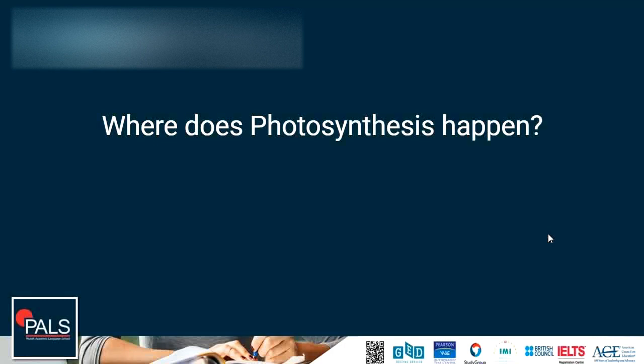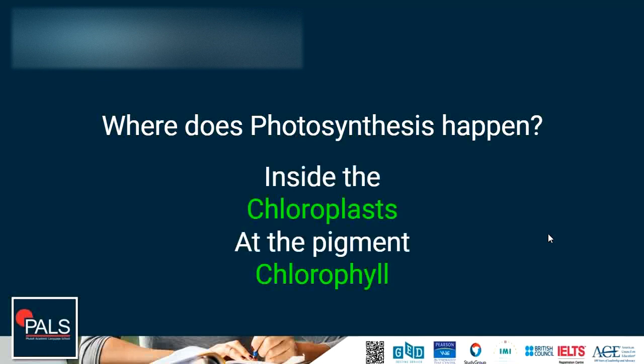So where exactly does photosynthesis happen inside the plant? Photosynthesis happens inside the chloroplasts at the pigment chlorophyll. The chloroplasts are the green cell structures inside plant cells, specifically cells of the leaf. Why are they green? Because they contain the green pigment chlorophyll. The pigment is a substance that has usually a specific color and absorbs some part of the light, as chlorophyll does.